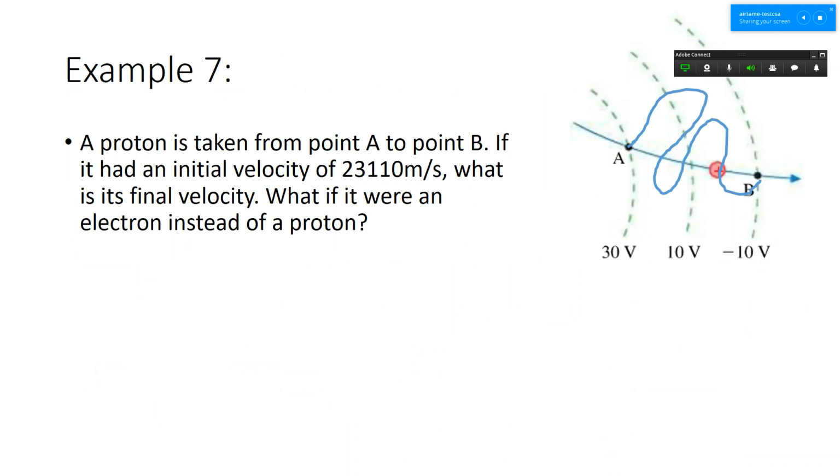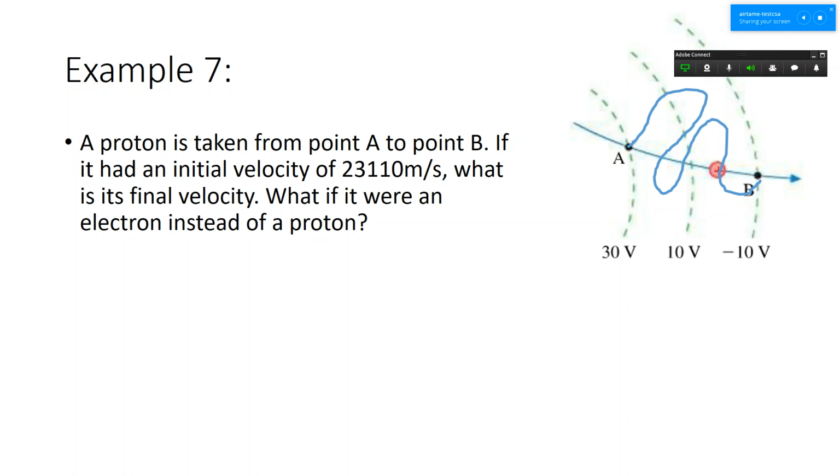So let's do this problem. A proton is taken from point A to point B. If it had an initial velocity of blah, what is its final velocity? And then what if it were an electron instead of a proton? So my proton starts off there, ends up there. What's my change in voltage?